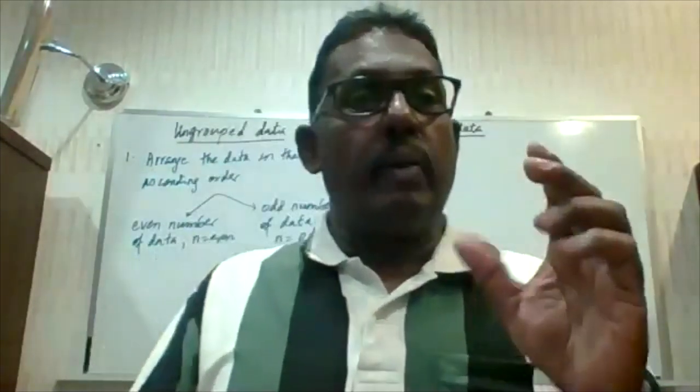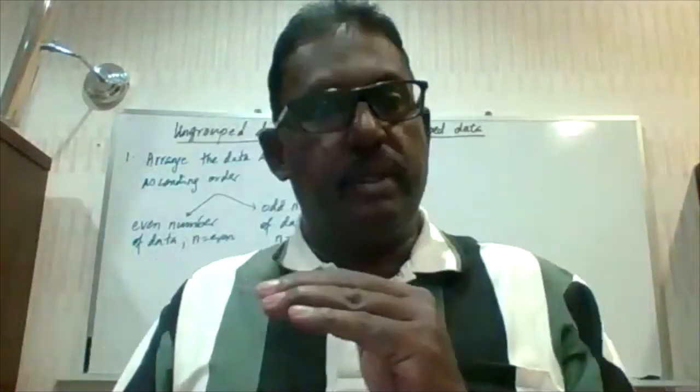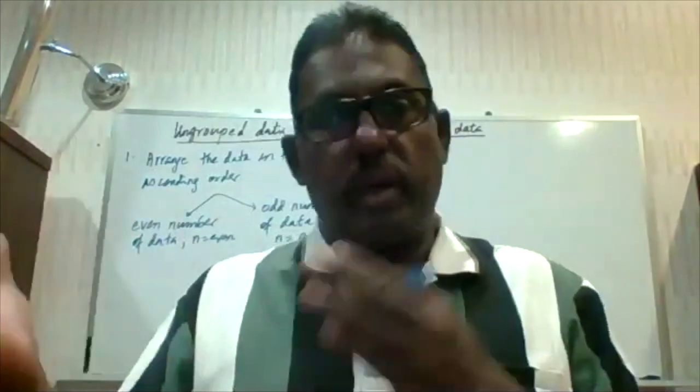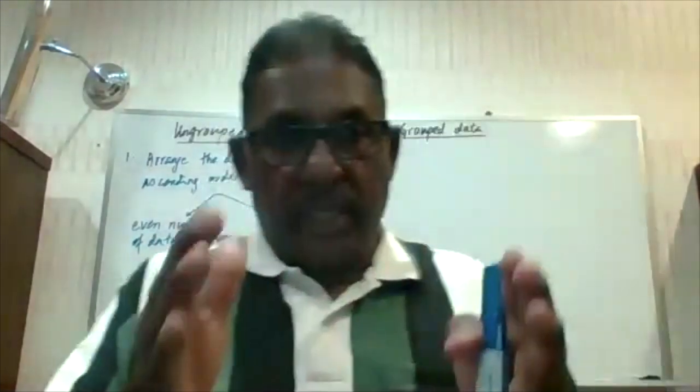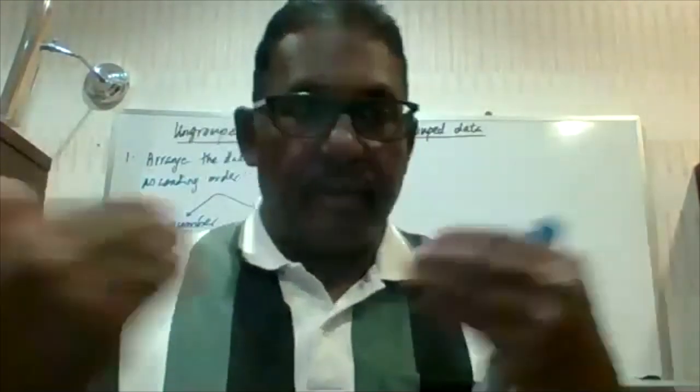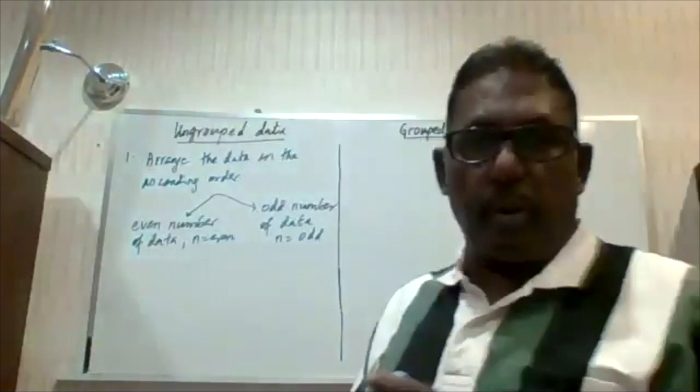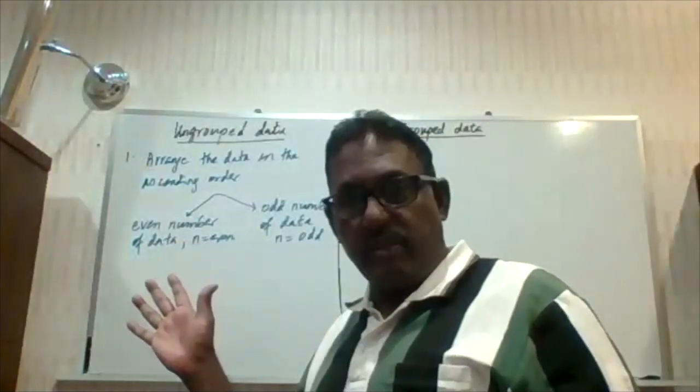But in the event the sigma f is an even number, then you have to do exactly as I've told you earlier. You take the middle data, then you add the next one, and find the average of it. So it is not a problem because basically it's the same as that.